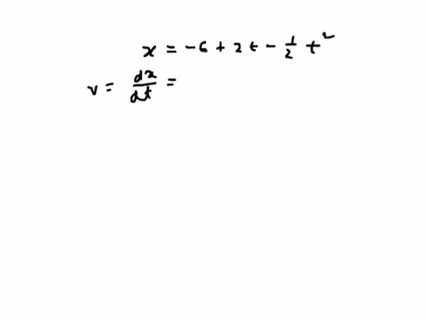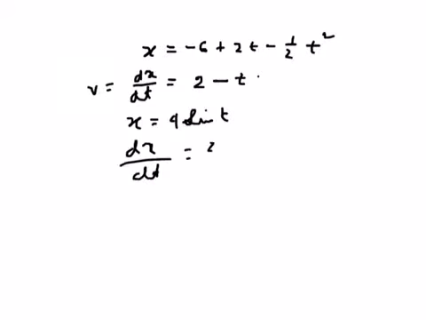The positions of the two particles are given, and we have to find the velocity. So this is the position of particle A. Velocity will be dx over dt, so it is 2 minus t. And the other one, the position of particle B, is like that. So that velocity will be 4 cos t.